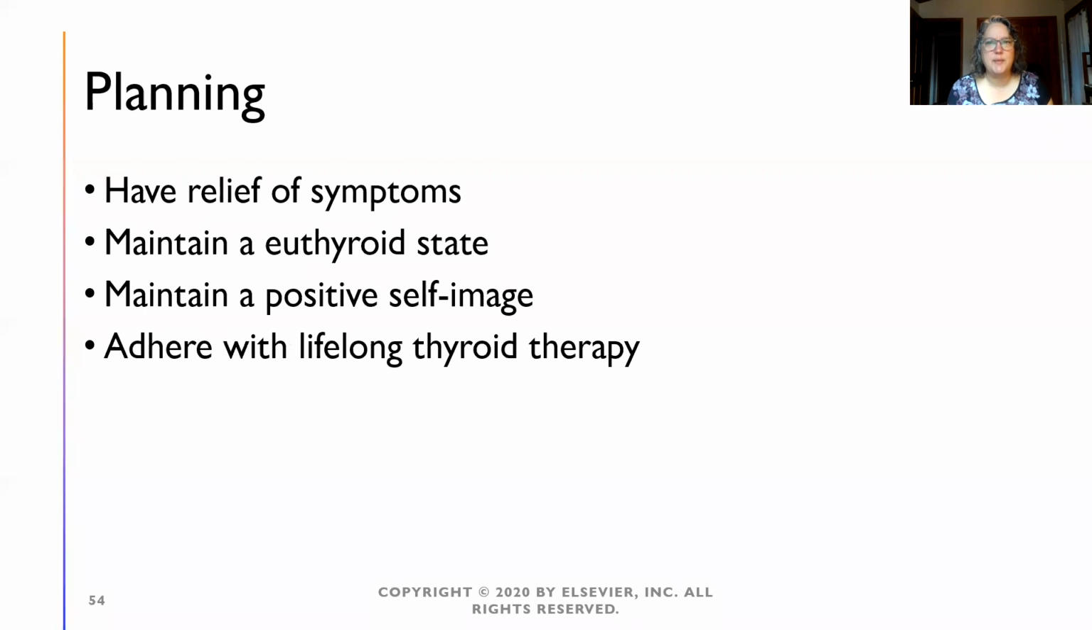So when it comes to the plan, it is to have relief of symptoms, to get back to euthyroid, to get back to neutral thyroid status, and help them maintain or regain a positive self-image. These people have had some very different physical symptoms along with this problem. And then adherence with lifelong thyroid therapy.